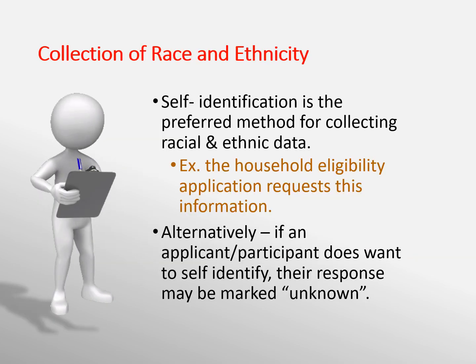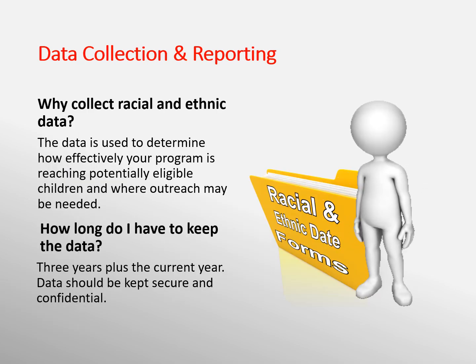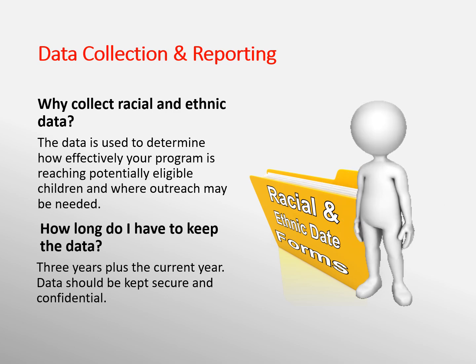To collect race and ethnic data at your center, simply provide your parents and/or guardians with a household eligibility application. They have the option to either complete this information or to mark unknown. Why collect racial and ethnic data? The data is used to determine how effectively your program is reaching potentially eligible children and where outreach may be needed. This information should be kept for 3 years plus the current year. Please make sure you keep this data secure and confidential.